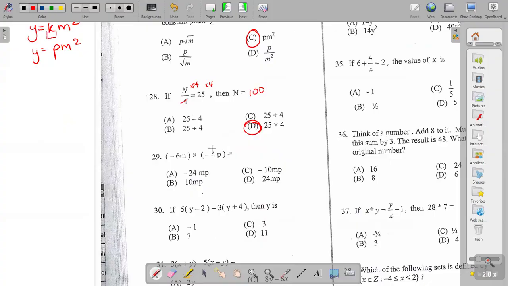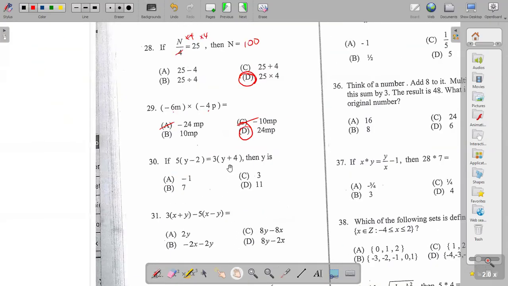We know a negative and a negative is a positive. So we know these two can be the answer. And then we know 6 times 4 is 24. So it could only be this one, because we're not adding the powers, we're multiplying. All right, same thing here.